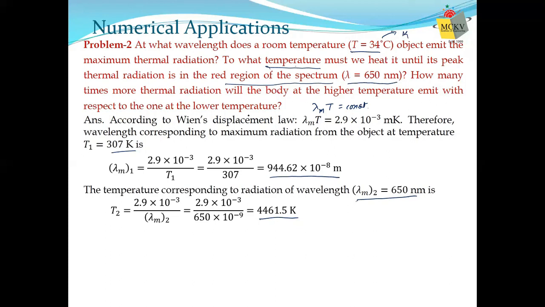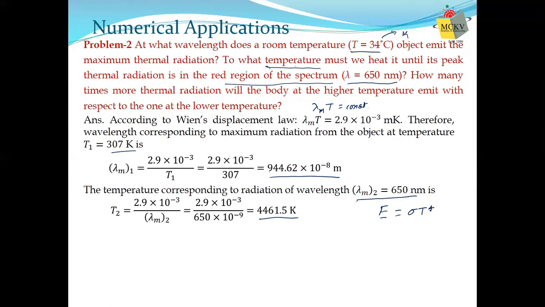In the third part, it says how many times more thermal radiation will the body at higher temperature emit with respect to the one at lower temperature. So now we need to find the ratio of total thermal radiation of the body. Whenever we need to estimate the total thermal radiation, total intensity, then it will be the Stefan-Boltzmann law. According to the Stefan-Boltzmann law, the total intensity of radiation is equal to sigma T to the power 4, where T is the temperature at which the body is heated.